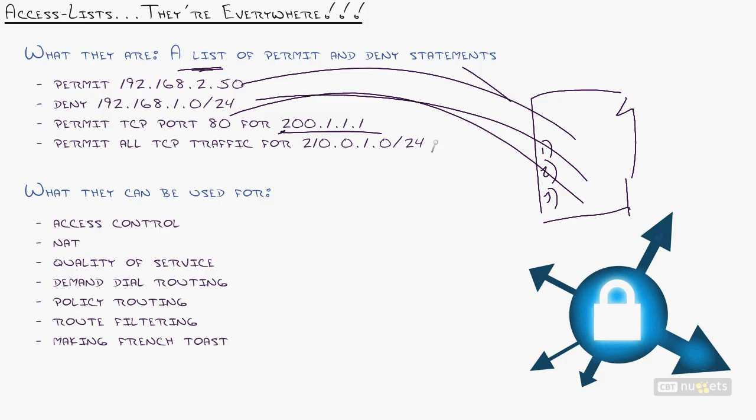Now, I know you're going, well, Jeremy, it's an access control list because I see it says permit and deny. I mean, doesn't that control access? Nope, it doesn't at all. It really depends on how you apply it.